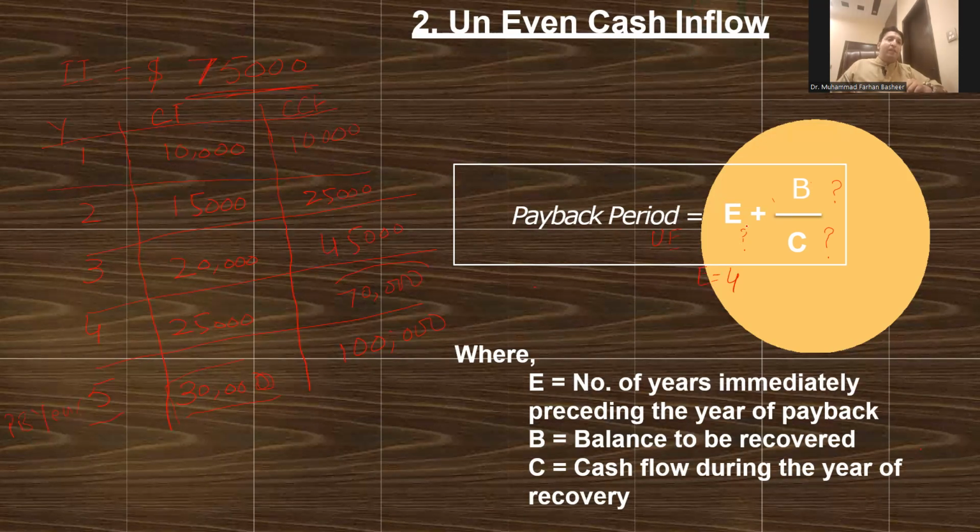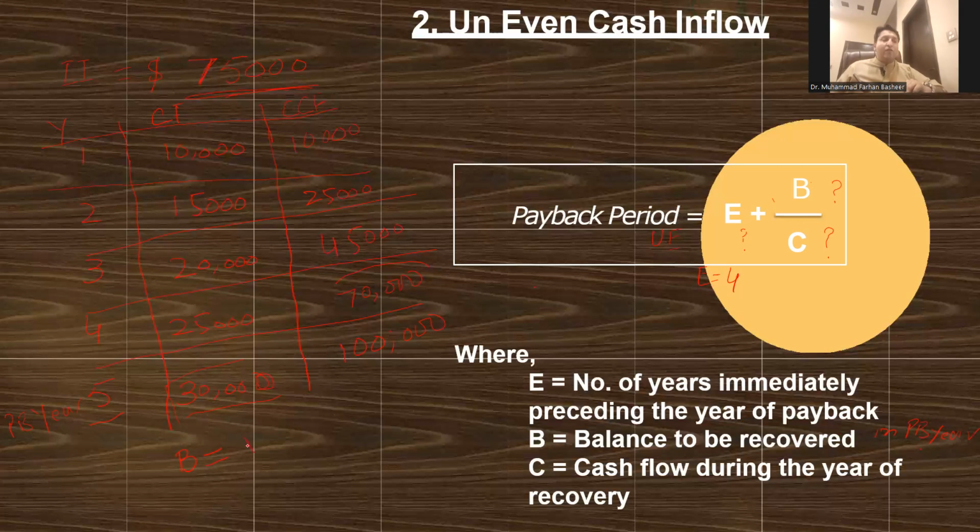So what is B? The balance to be recovered in the payback year, which is 5,000. But hold for a moment. We will not go with such an informal way. Rather, we will try to understand the formula.